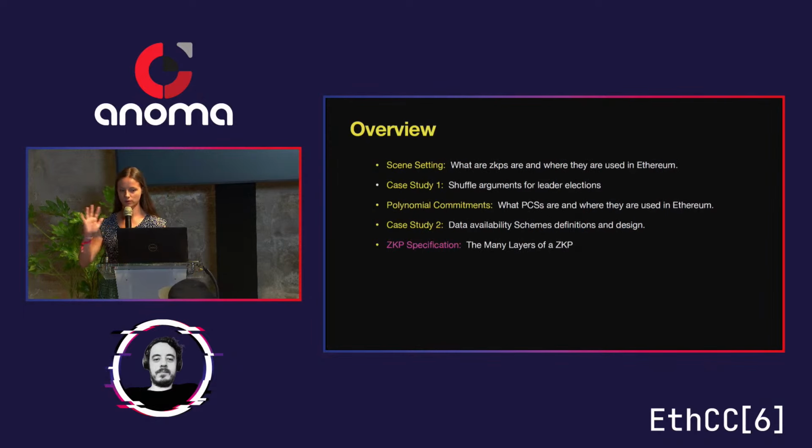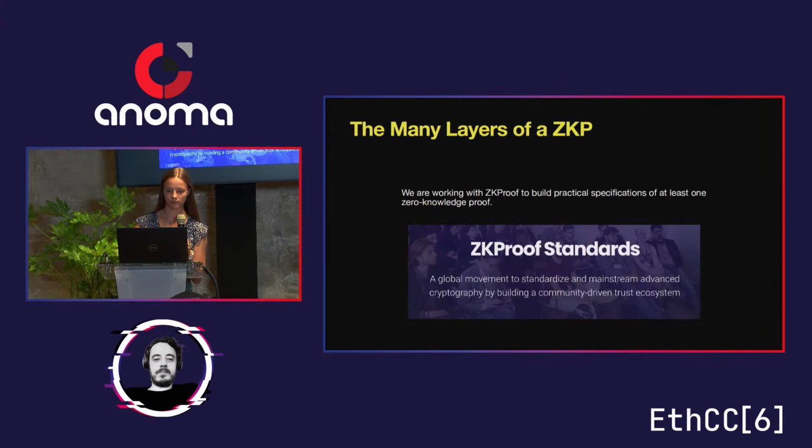Okay, I'm going to move on to the final part of the talk, and this is going to be talking specifically about zero-knowledge specification. First, I'm going to mention a movement called ZKProof. This is a global movement to try and standardize and mainstream advanced cryptography by building a community-driven trust ecosystem. So what we want to do at this point is just build practical specifications, so not yet standards, just specifications of at least one zero-knowledge proving scheme. It would be good to have more, but at the moment, just one would be already a big improvement.